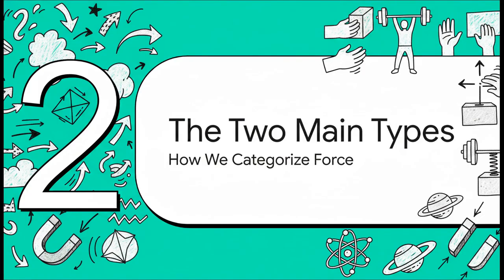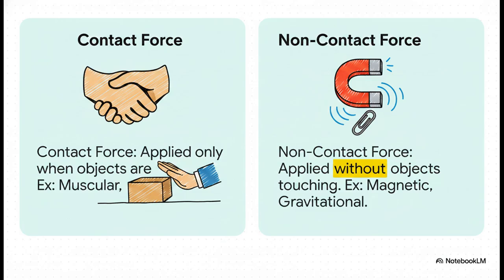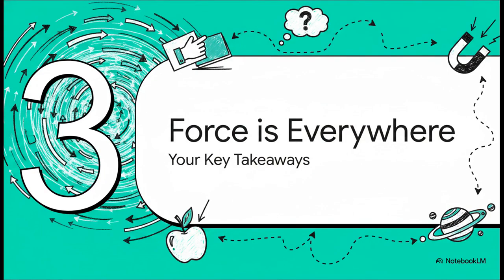Okay, so we know what force does. But with so many different kinds of forces out there, how do we make sense of it all? Well, luckily, scientists have simplified everything by sorting every single force into just 2 main categories. The 2 types are pretty straightforward. First, you've got contact forces. These are exactly what they sound like, forces that only work when objects are physically touching one another, like you pushing a box. Then, you have the more mysterious ones, non-contact forces. These forces can act over a distance, without anything touching at all. Think about the invisible pull of a magnet, or the force of gravity that's keeping you in your seat right now.